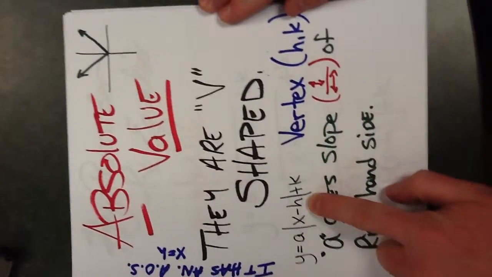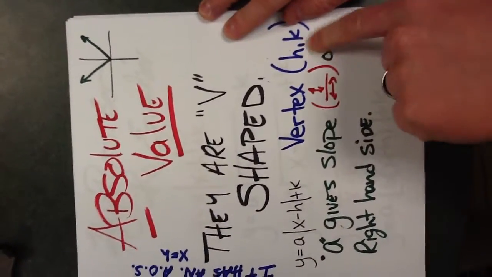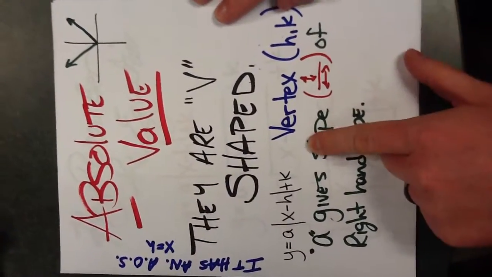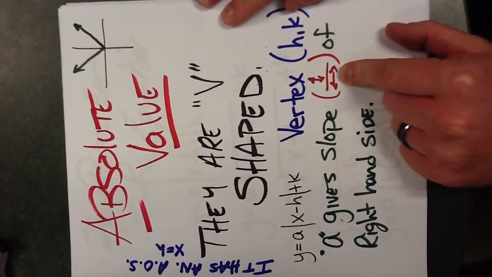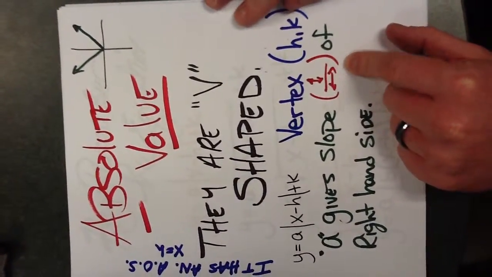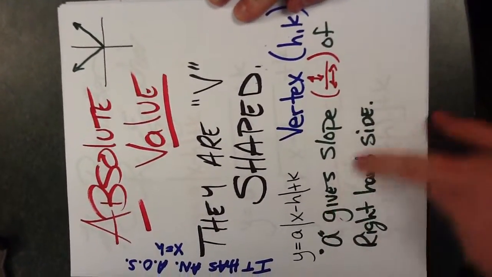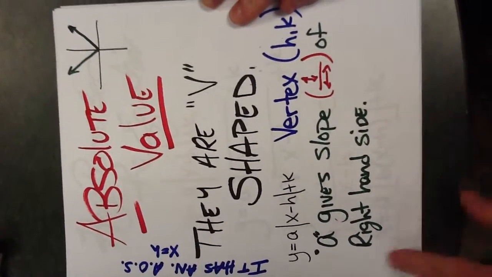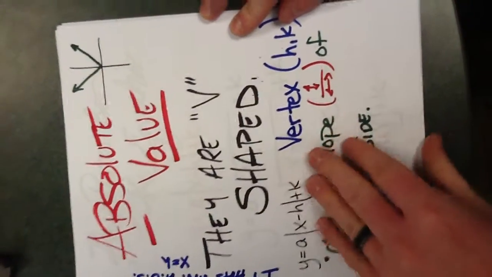Y equals, this is your parent function. This is what it looks like, okay? It has a vertex h, k. Remember h, k, we changed the sign of the negative, making it h and k. A gives you slope, slope being up, down, left, right, rise over run, you've heard that before, of the right-hand side. Please remember, to find the left-hand side, it is simple reflection. So if you go up, right, you go up, left, okay?